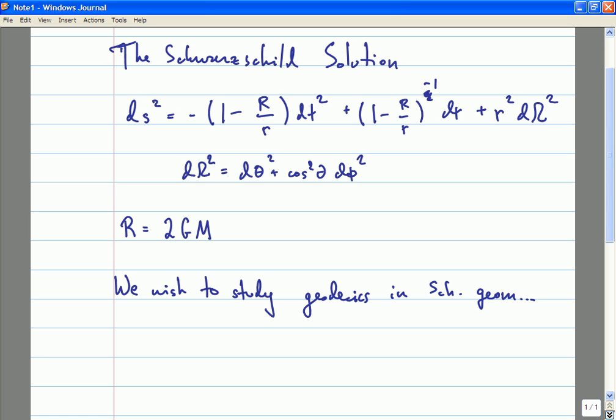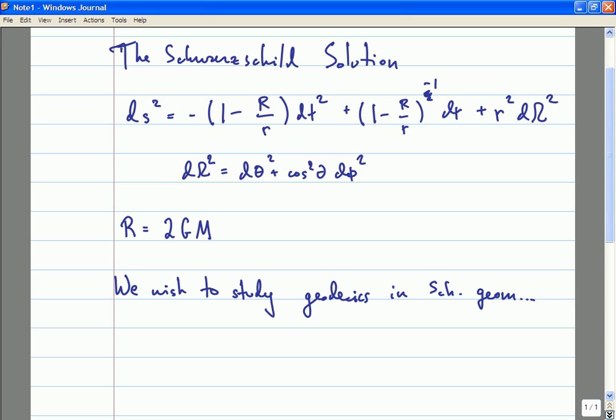And I remind you, as I did last time, that the value of R for normal everyday solar system objects is absolutely tiny. So, for example, for the sun, if you just plug in the mass of the sun in this formula for the Schwarzschild radius, then you'll find that it's of order a couple kilometers, which of course is very, very small compared to the actual size of the sun.